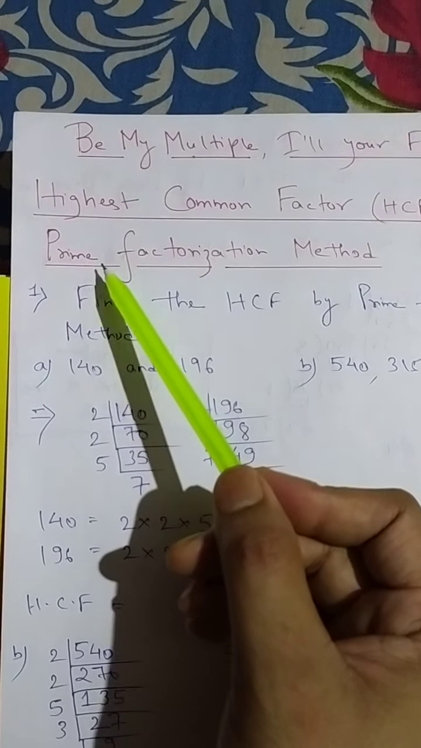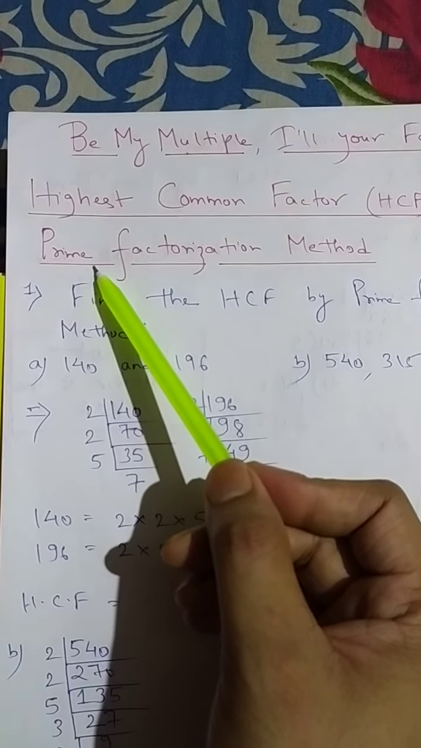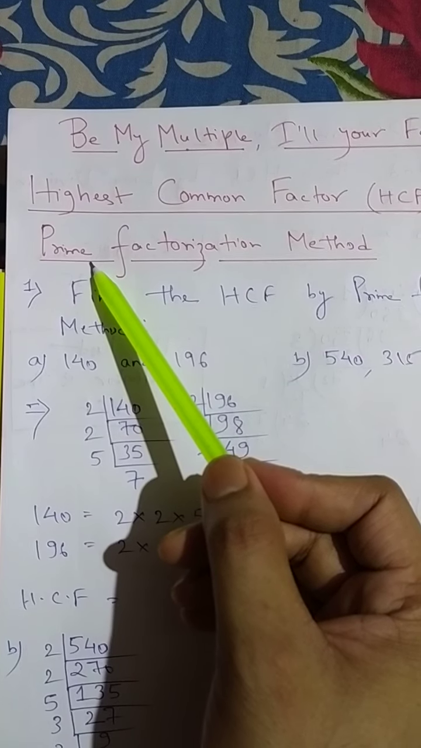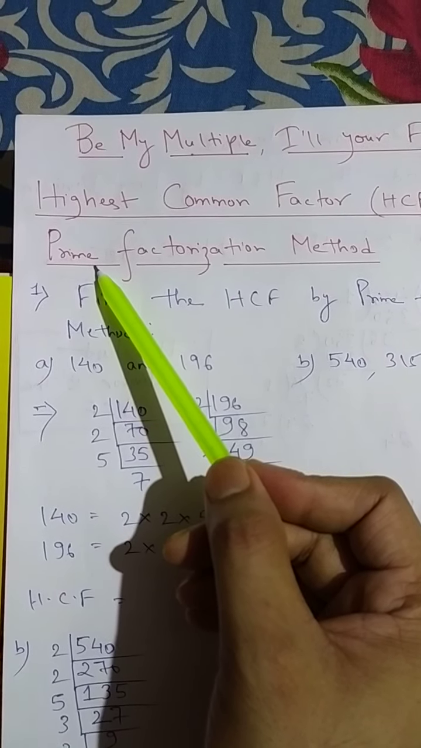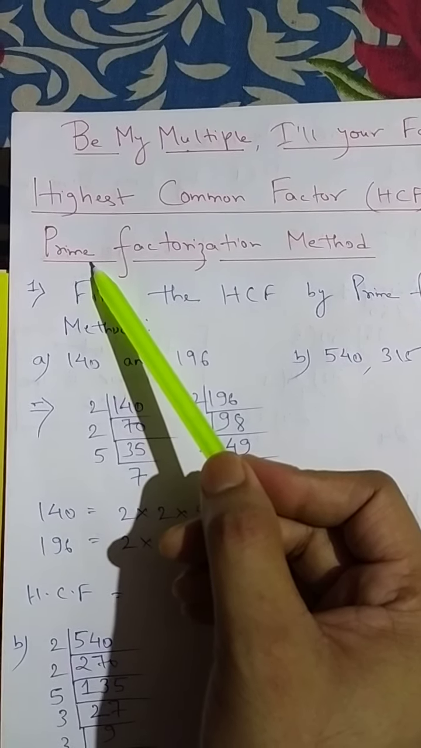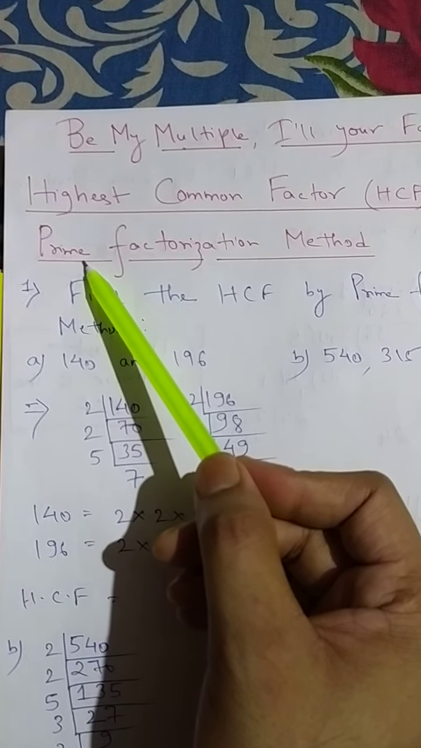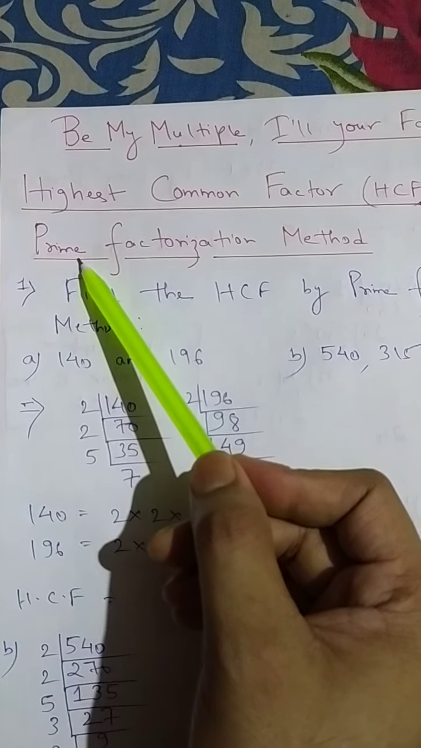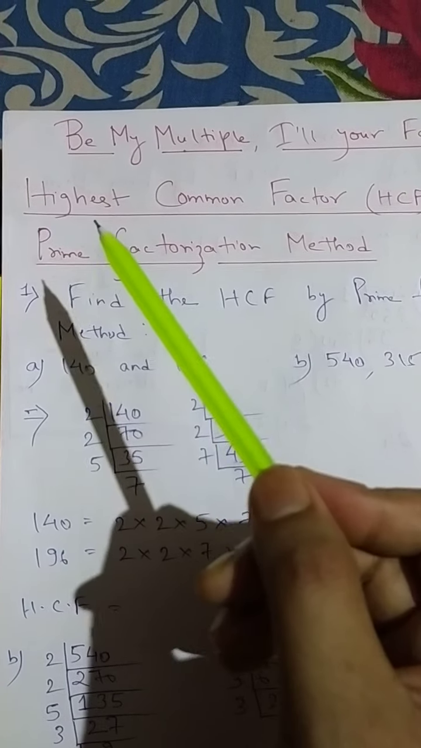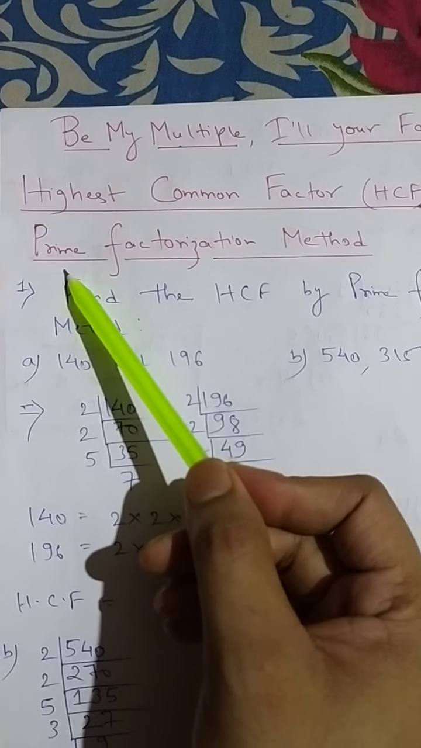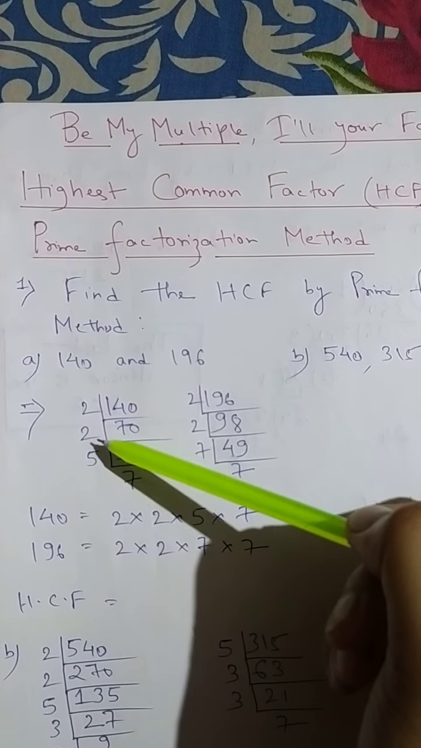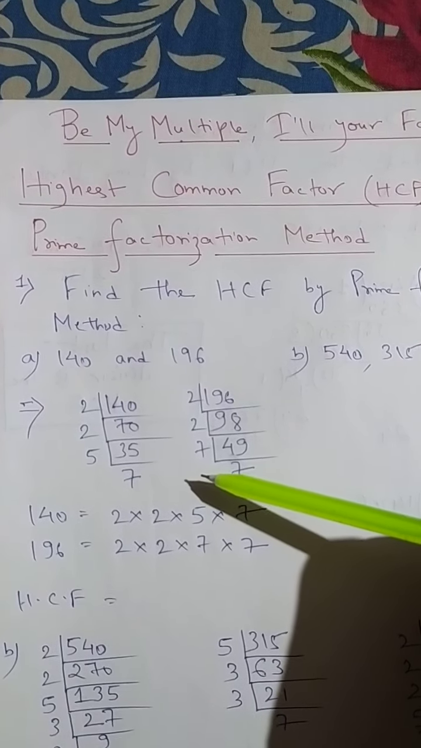Now all of you know what prime numbers are. The prime numbers are those numbers which have only two factors, one and itself. That means a prime number is a number which is divisible by one and itself. Okay, so as the name suggests, you have to use only prime numbers. You cannot use composite numbers.